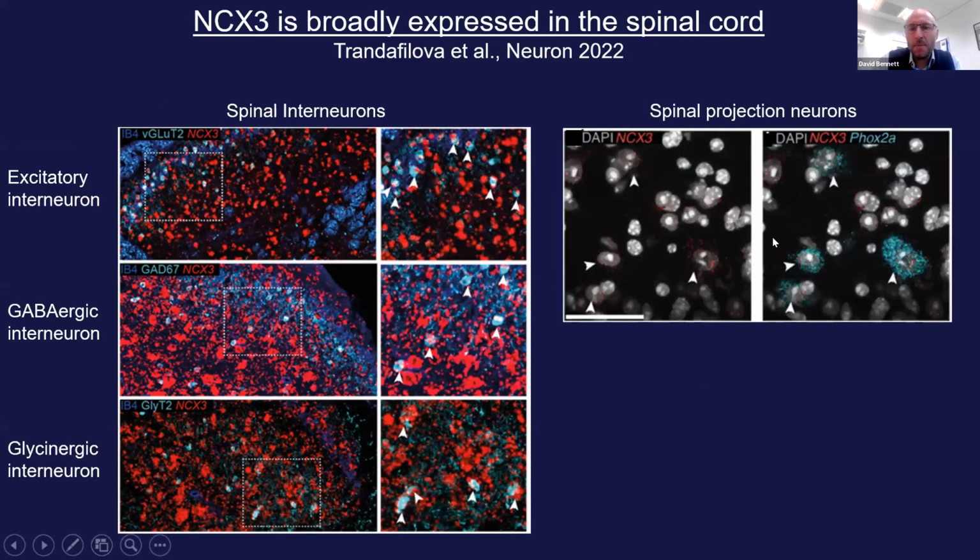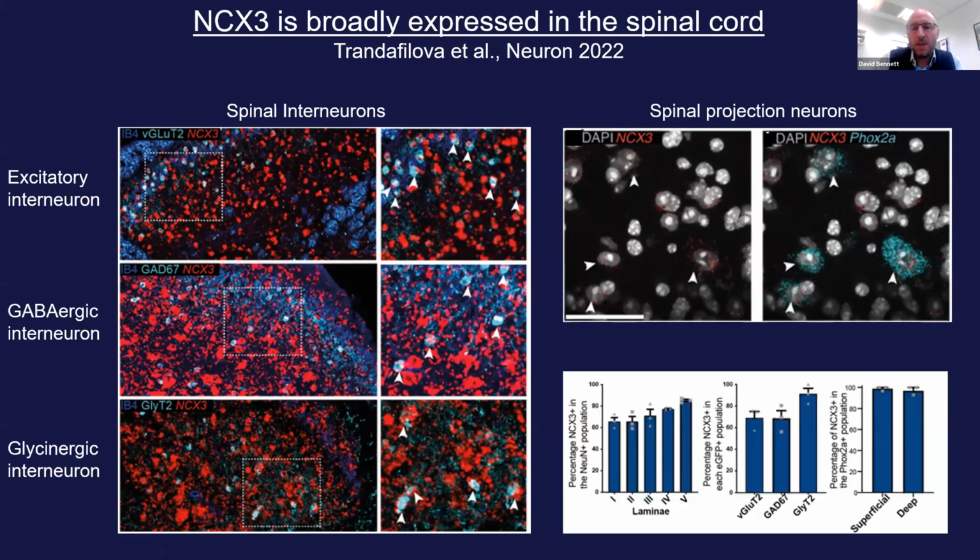To summarize a lot of data and analysis, essentially NCX3 is broadly expressed within the dorsal horn of the spinal cord. There is some increase of expression as you go into the deeper laminae of the dorsal horn, and that fits with the fact that wind-up is particularly marked within the deeper laminae. We also found that it was expressed both within interneurons and projection neurons. So it is expressed within the right locus to mediate these effects.